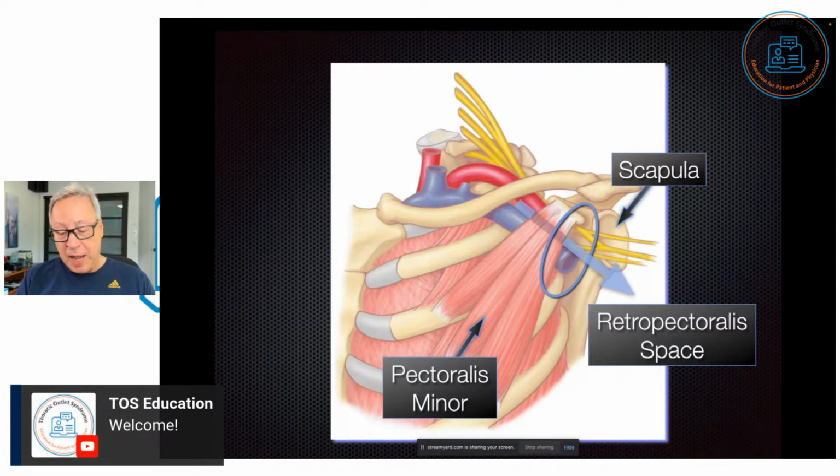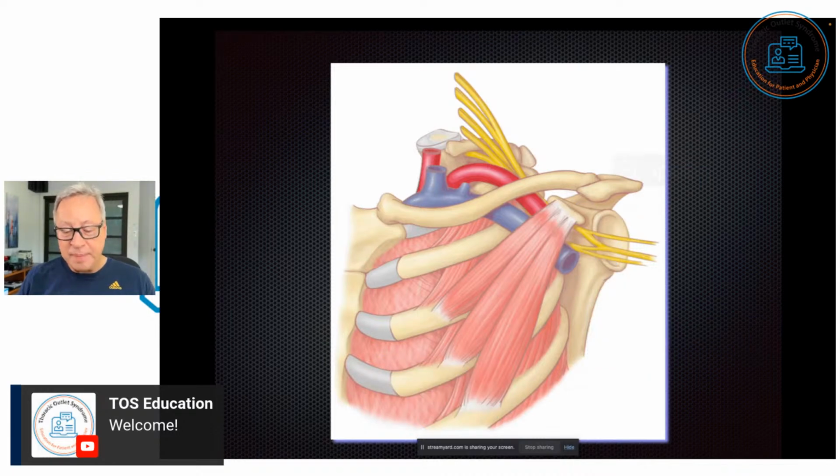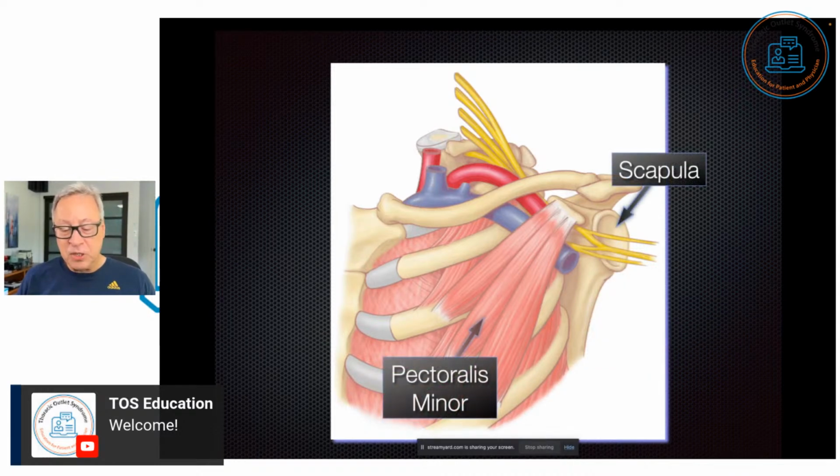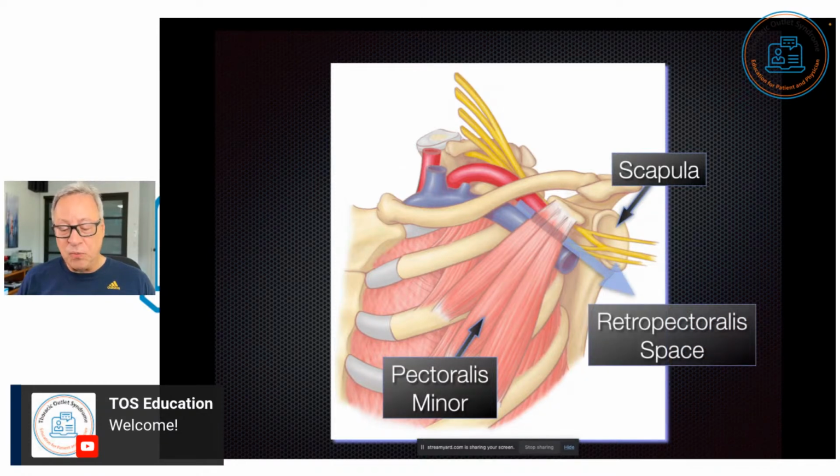And then you see this purple arrow coming through behind the pec minor. I'm going to go back and reanimate here. You'll see a purple arrow at the top, goes behind that muscle. That is the retropectoralis space. And the circle shows that all three of those vital structures, the brachial plexus, the subclavian artery, and the subclavian vein, go through this space.